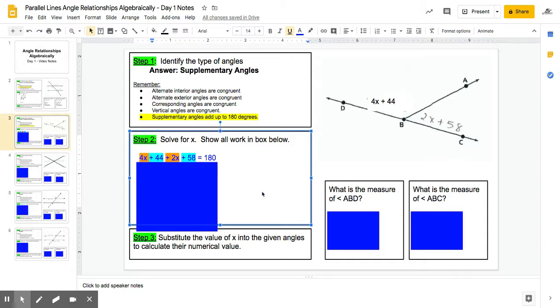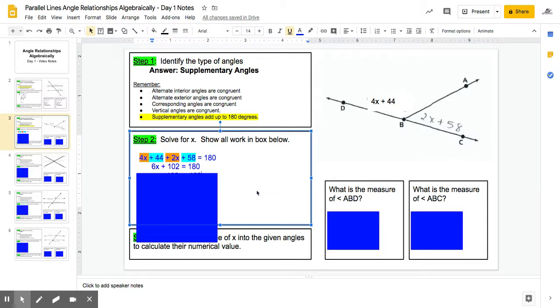Okay, now I have to solve this equation. My first step to solve this equation is to combine my like terms. Remember, when we are combining our like terms, look at the sign in front of the term, because that's what's going to tell you if it's positive or negative. So my first set of like terms are 4x and positive 2x. So I'm going to add 4x plus 2x, and I'm going to get 6x. Then I'm going to add my next set of like terms, which is positive 44 and positive 58. 44 plus 58 is 102, and I bring down the equal sign and I bring down the 180.